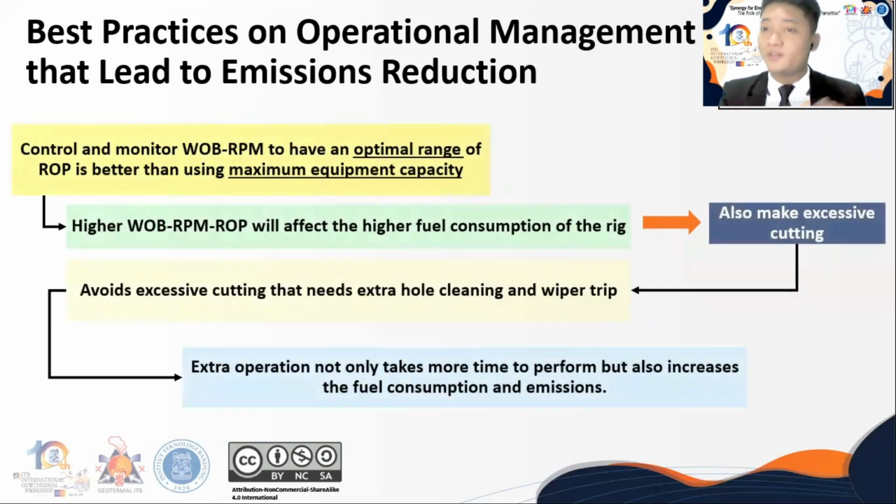Quite interesting, right? For the best practice, controlling and monitoring WOB and RPM to have an optimal rate of penetration is better than using maximum equipment capacity. The higher WOB, RPM, and ROP will affect the higher fuel consumption of the rig. This approach avoids excessive cuttings that need extra hole cleaning and wiper trips. Moreover, the extra operation not only takes more time to perform, but also increases the fuel consumption and emissions too.